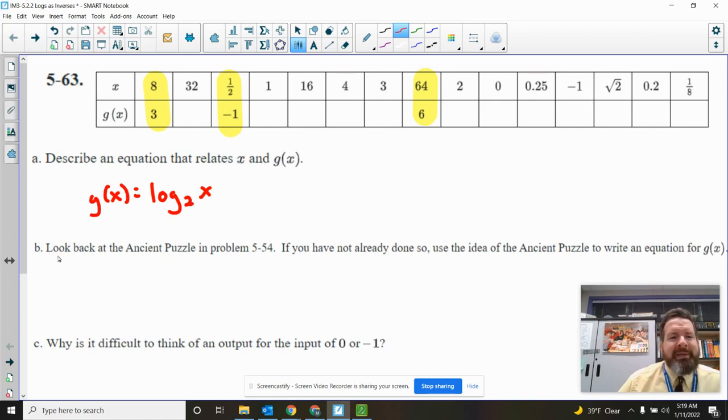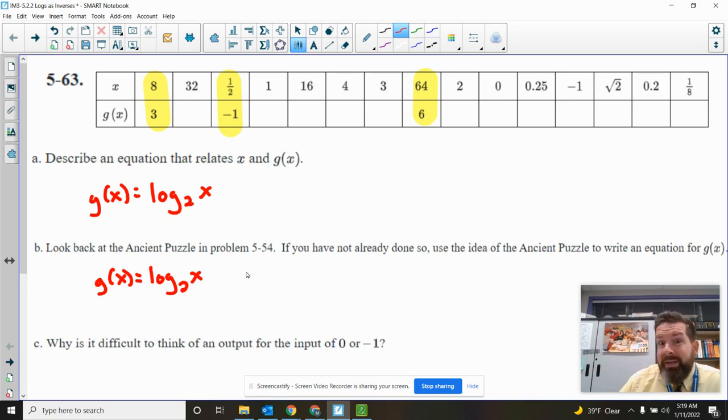So part B, your textbook likes to call logarithms the ancient puzzle. Okay, well, there you go. So it says, look back at the ancient puzzle, use it to write an equation for g of x. Okay, well, we've done that already. So g of x is the log base 2 of x.